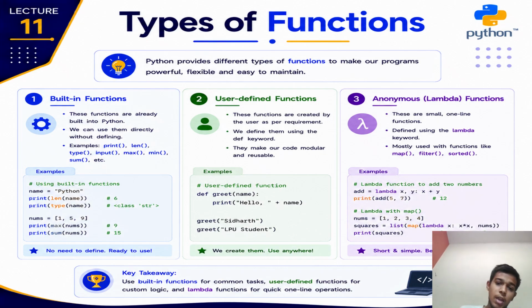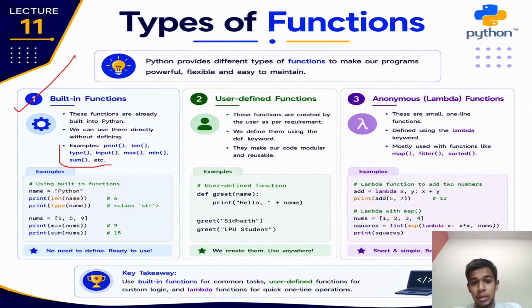The first type we are going to discuss is the built-in function. Built-in functions are functions that are already provided by Python. This means we do not have to create them ourselves. We can simply call them whenever we need them. You can see here some common examples: print, len, type, input, max, min, sum, and many more. These functions help us perform common tasks very easily.